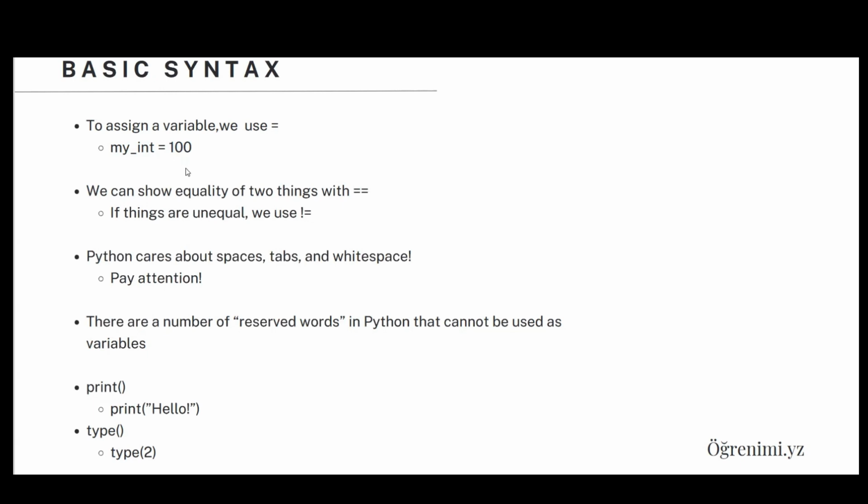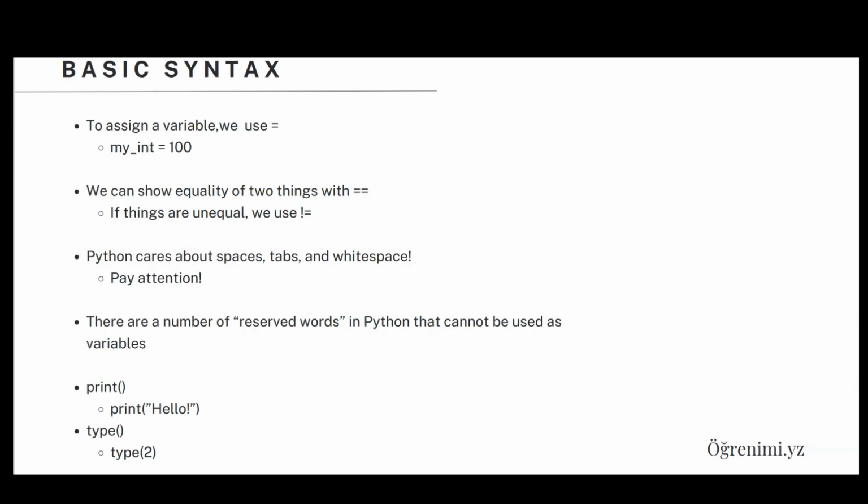Now, if we want to show the equality of two things, we use two equal signs. That is different from assigning a variable. It's an important thing to note. If we want to show equality, we use two equal signs. And if things are not equal, then we use exclamation point equal sign.